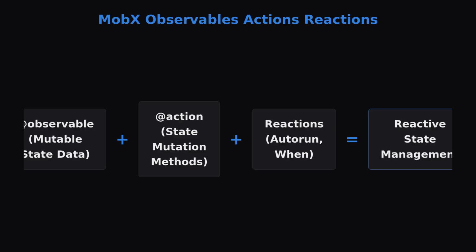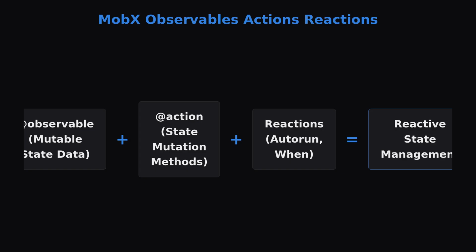MobX state management is fundamentally built upon three core concepts: observables, actions, and reactions. Observables are standard class fields annotated with the @observable decorator, representing the mutable state data that MobX tracks. Actions are methods annotated with @action that strictly define how those observables are mutated. Reactions are automatic side effects that are triggered whenever an observed state changes.